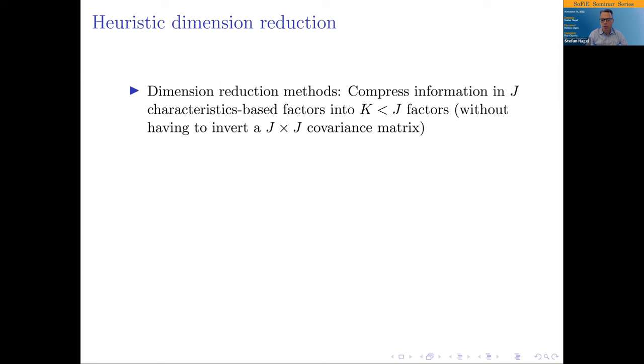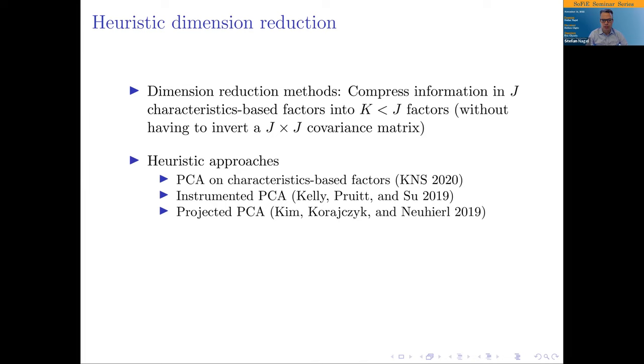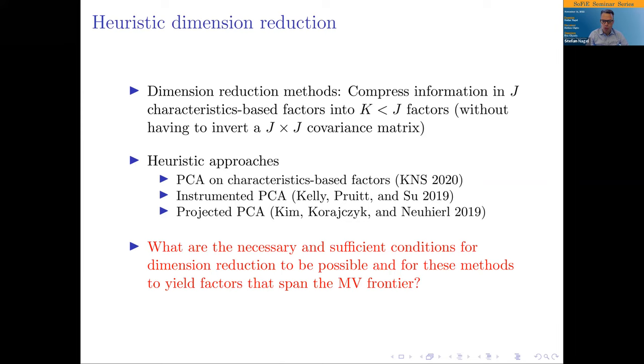And there are different approaches to this. One is to just construct characteristics-based factors and then do principal components analysis on the returns of these factors. The instrumented PCA method of Kelly et al. is an alternative. And then Kim, Korajczyk, and Neuhierl have developed a method called projected PCA. So these are examples that try to do this dimension reduction. And here too, we don't quite know what the necessary and sufficient conditions are for dimension reduction to actually be possible, and for these methods to actually yield factors that span the mean variance frontier. So that's the third question we are looking into.